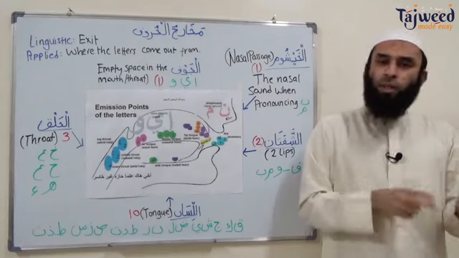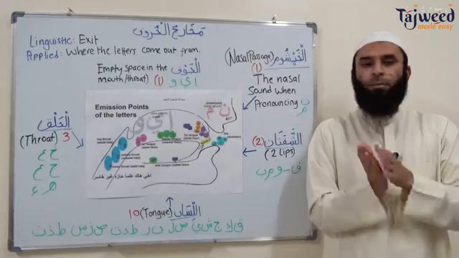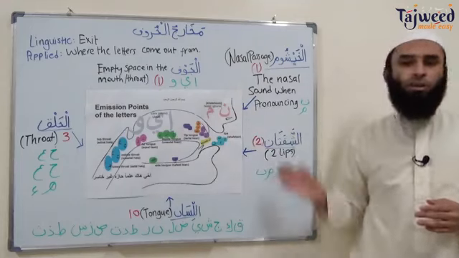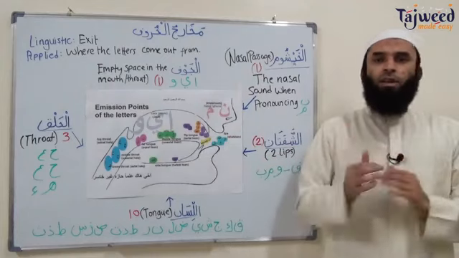Now we just found out that 2 letters can have 1 makhraj point. 2 different letters, they can come out from the same area. Now we're going to do the summary of Makhaarij al-Huroof. This is just a summary, and then after that we're going to take each area in more detail.